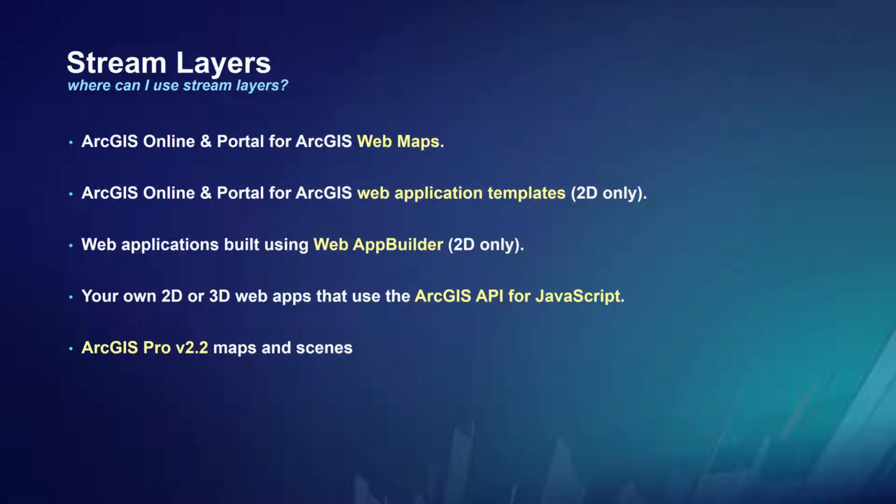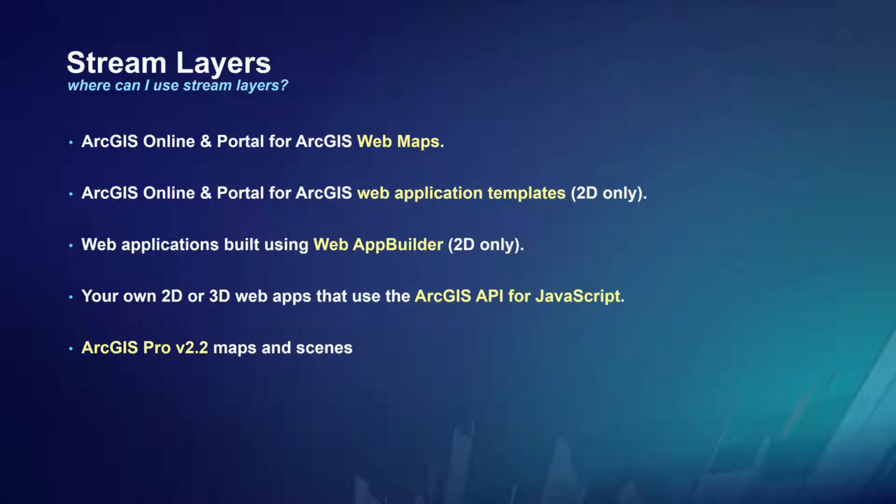Where can I use stream layers? Primarily inside web maps is where most people get their first experience. They load up the portal web map or their ArcGIS Online web map, and they add a stream service as a new stream layer. That is a JavaScript implementation and has for the last several years been the only way that you can consume stream layers.